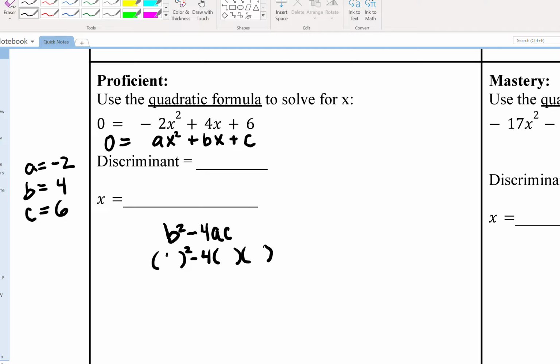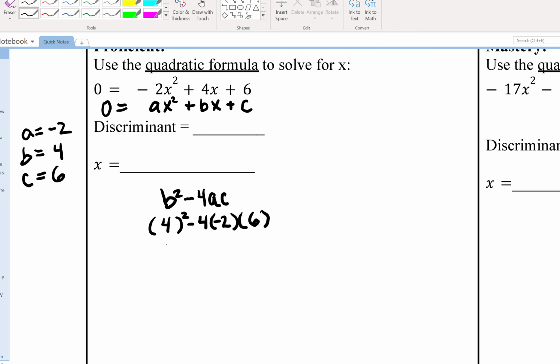So b is 4, and a is -2, and c is 6. And 4 squared is 16. And on this part right here, this all gets multiplied together before you do any addition or subtraction. It looks like subtract, but in this case we're actually going to add, because -4 times -2 is plus 8, and then 8 times 6 would be 48. So 16 plus 48, I think that'd be 64.